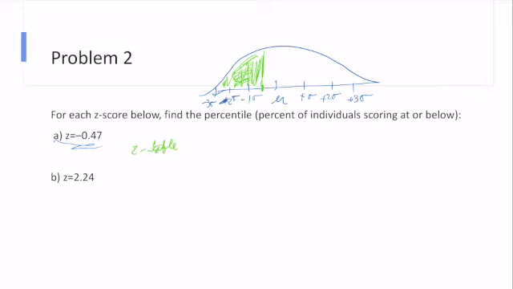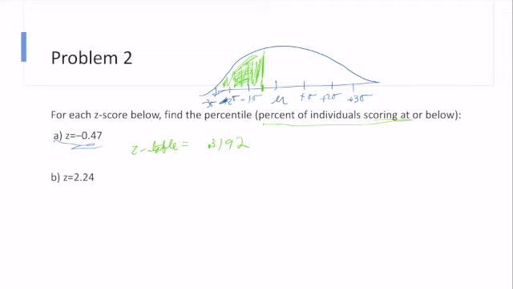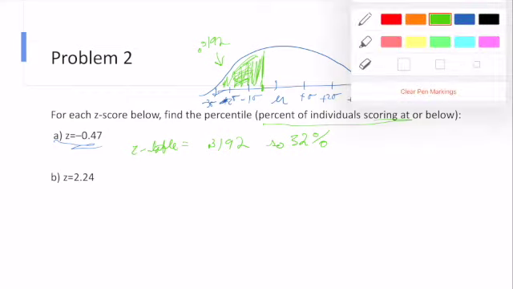So I go to our z-table and I find a value of 0.3192. Okay? So that's our percentile. What percentage would that be? Remember, this is the area, and I can convert this to a percentage, so I'm going to say 32%.